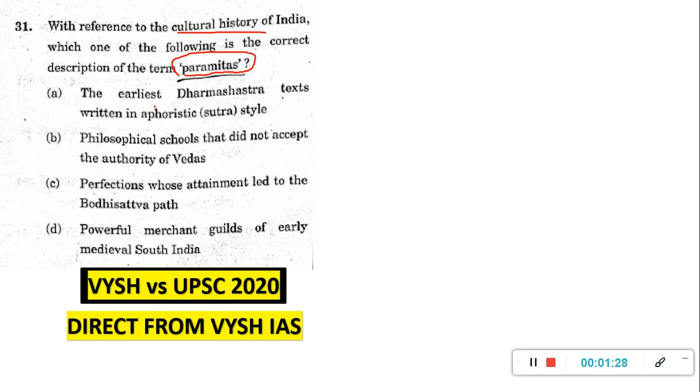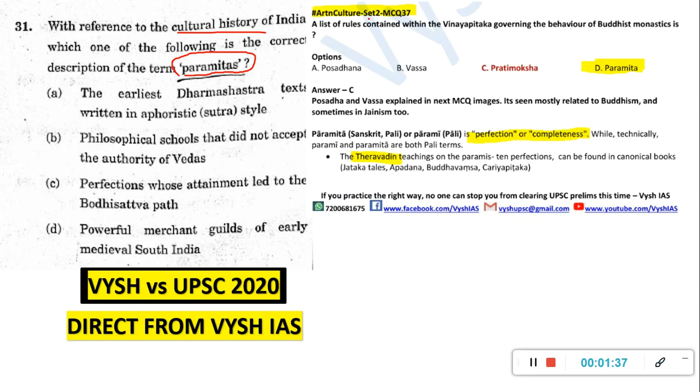Okay, so here I'm not reading all these options and all, because everything you read, unless you know the fact, there is no point. Okay, so here if you see in our test series also, in art and culture set number 2 MCQ 37, here it is mentioned a list of rules contained in this Vinaya Pitaka governing the behavior of Buddhist monastics is. Okay, so that answer is this one, but in that option we had given this also. Okay, paramita. So paramita, if you see, it is defining perfection or completeness.